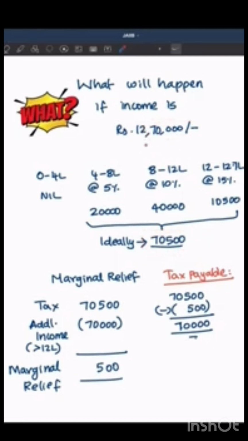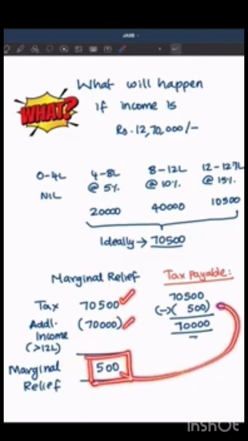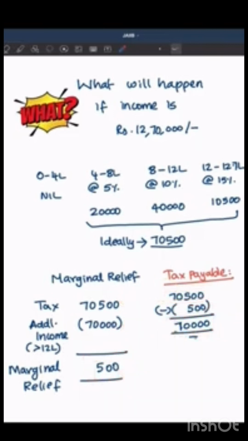So for marginal relief, what we will do? We will compare the tax payable with the income that exceeded 12 lakhs. So 70,500 minus 70,000. So the excess portion is only 500. So this 500 alone will be provided as marginal relief on the calculated amount of 70,500. So the net tax payable will be 70,000. So this is how things are going to be in future.